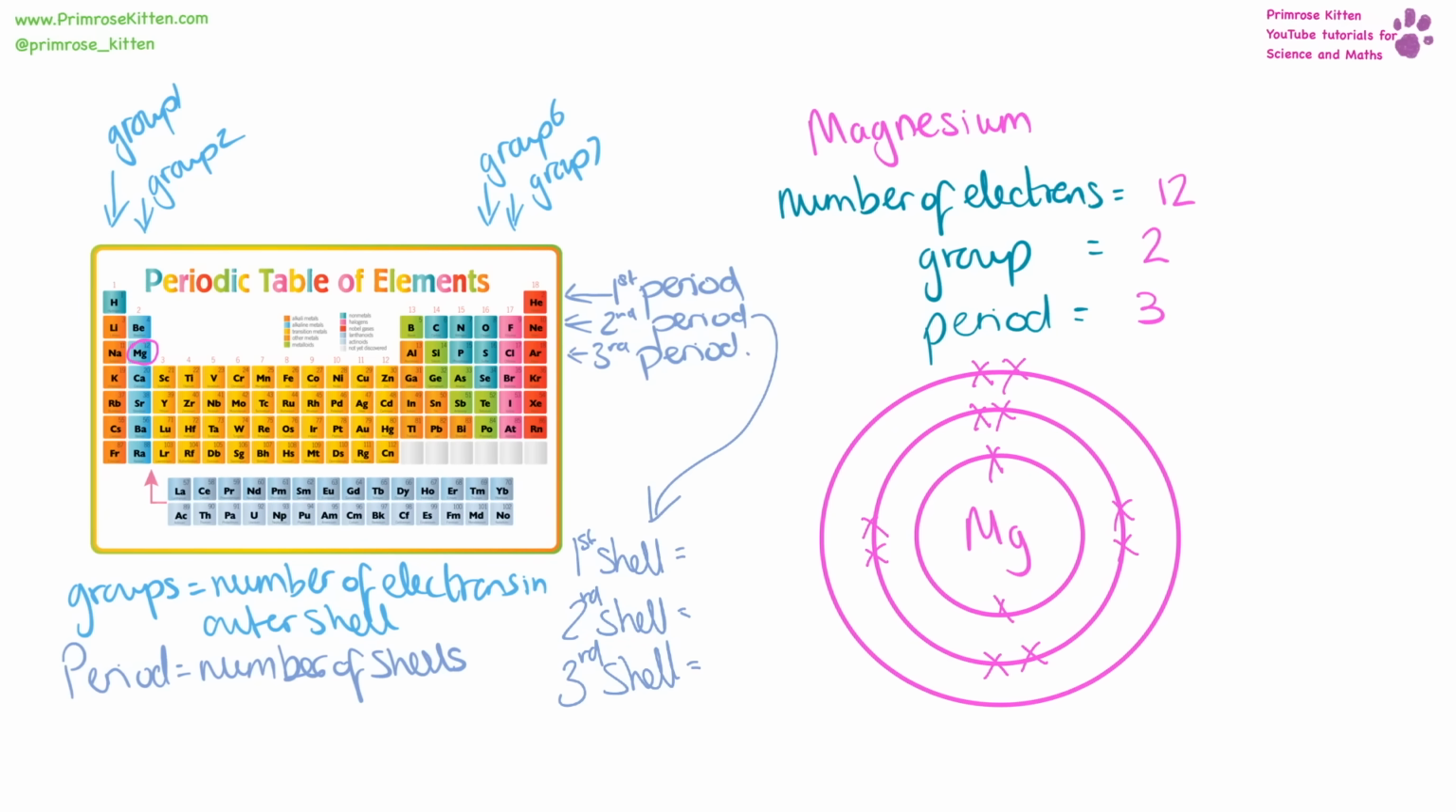From the periods, we know that the first shell can hold a maximum of 2 electrons, the second shell can hold a maximum of 8 electrons, the third shell can hold a maximum of 8 electrons, and then you only need to know up to calcium, so another 2 for your GCSE.